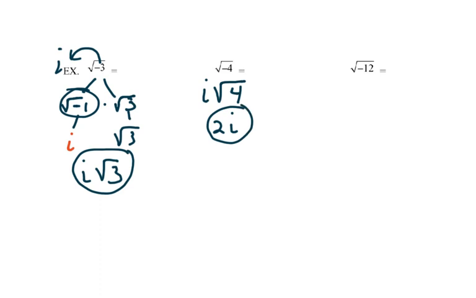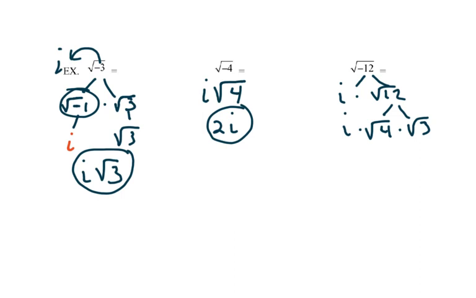Okay, let's try with this one. First thing I want to do, I think the easiest thing to do, is pull your i out in front. And that leaves you the square root of 12. And now we can work with the square root of 12 by breaking it down using our square roots, which would be the square root of 4 times the square root of 3. And remember, we've still got this i out in front.